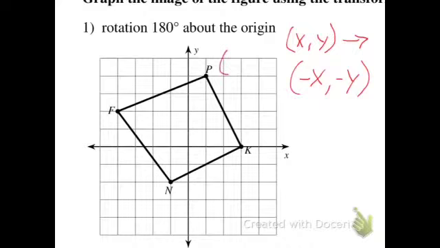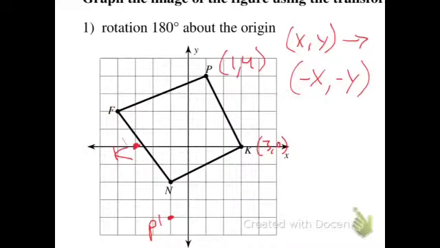So P used to be at 1, 4. If I do this transformation, P prime is going to be at -1, -4. And -1, -4 is right here. That's going to be where P prime is. And you take each of your points and you do that. K was at 3, 0. And so K prime is going to be at -3, 0, which is right there. So there's going to be K prime.